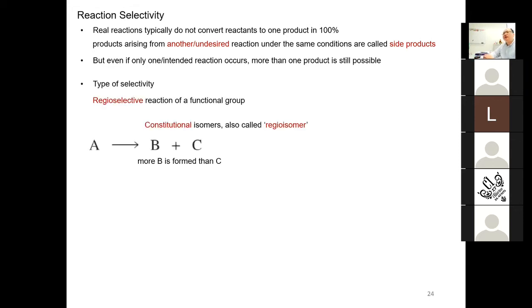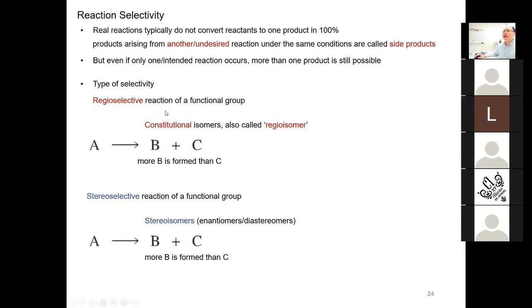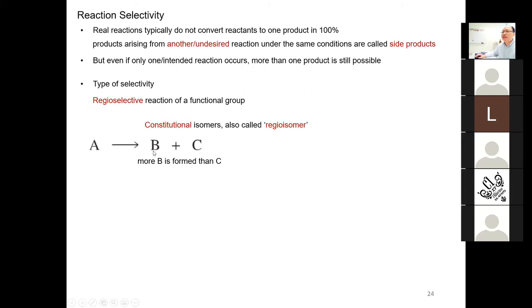We have regioselectivity. What does that mean? It means one reaction generates two products, and if the two products are constitutional isomers, we call them regioisomers. If more B is formed than C, even if it's only a little bit more, we call it a regioselective reaction. The definition is based on B and C being constitutional isomers.